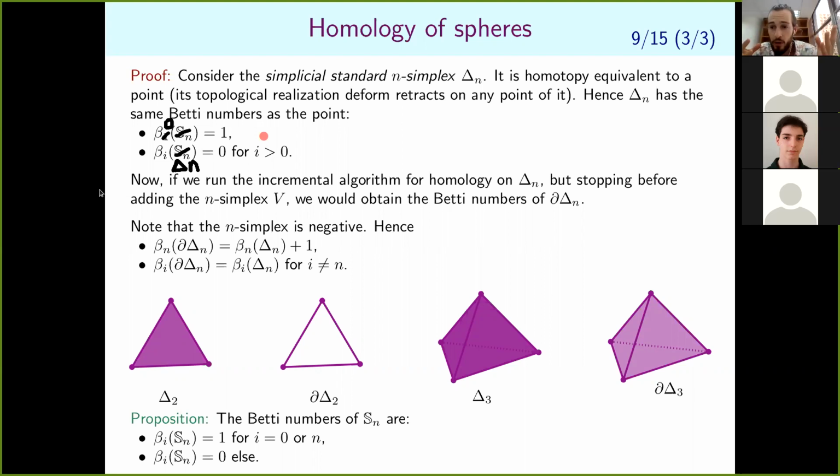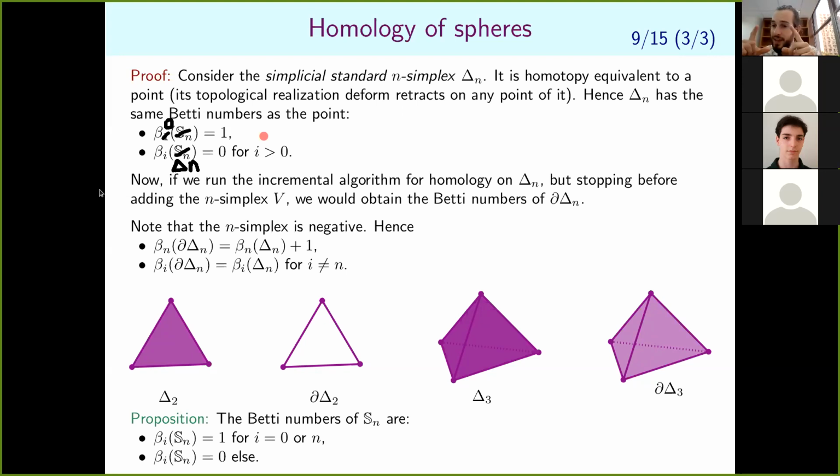Okay, but now, what if we run the algorithm without adding the last simplex? So for instance, with delta 2, it means that we run the algorithm, but without adding the filled triangle. We would obtain the homology of the sphere, because we will obtain the homology of the boundary of my standard simplex. And as we've seen, it's a triangulation of the sphere.